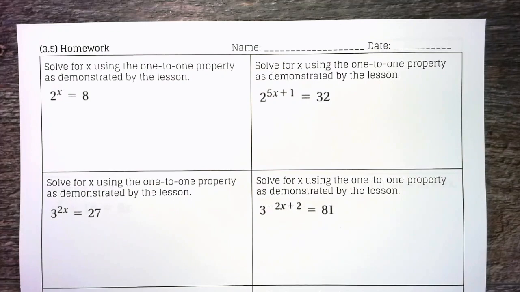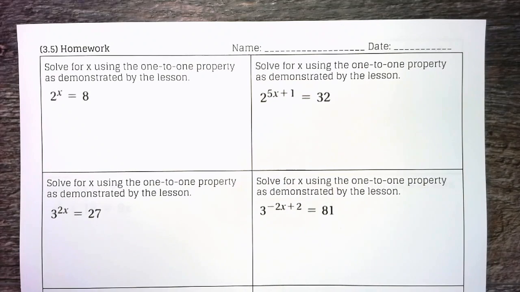Hey everyone, so this video is just going over a homework assignment where we were solving for x in an exponent without using log. Instead, we were using the one-to-one property and solving by hand algebraically. Our answers were all rational numbers. That means that they can be written as a ratio, so they were either integers or fractions.